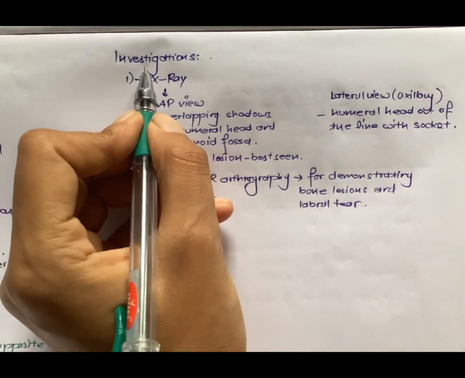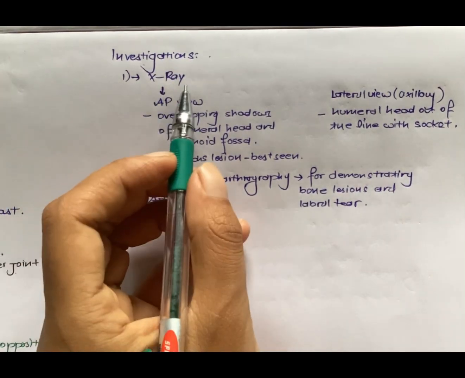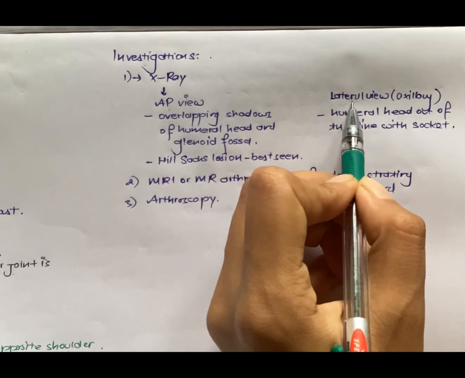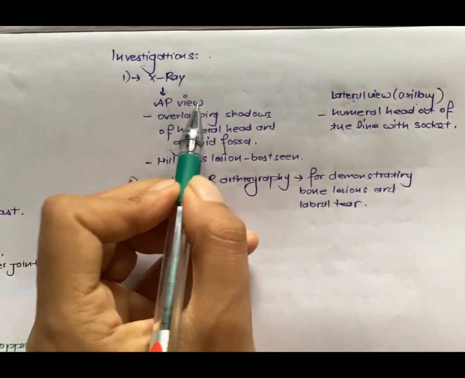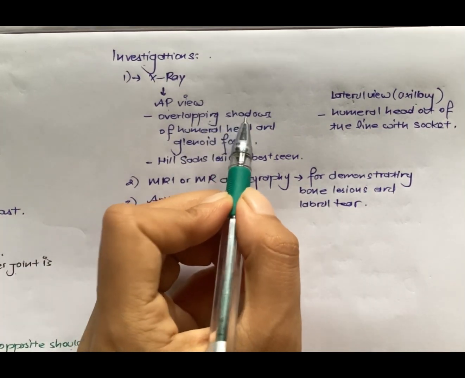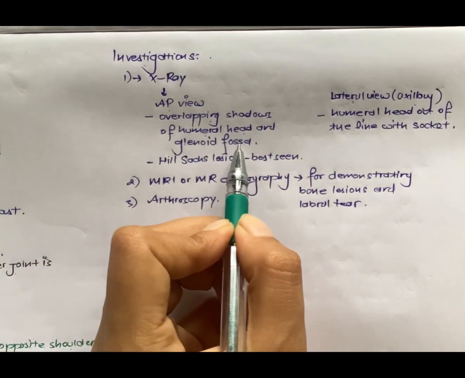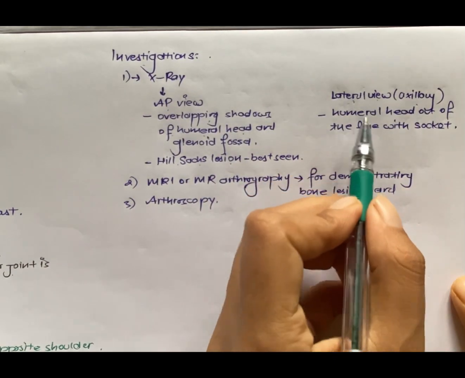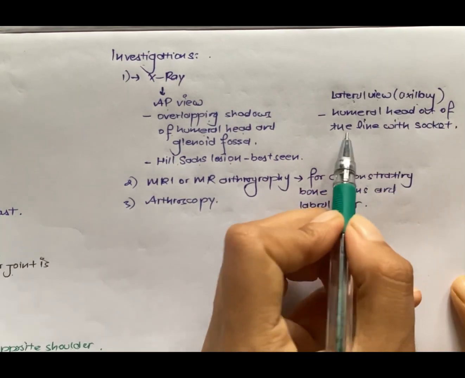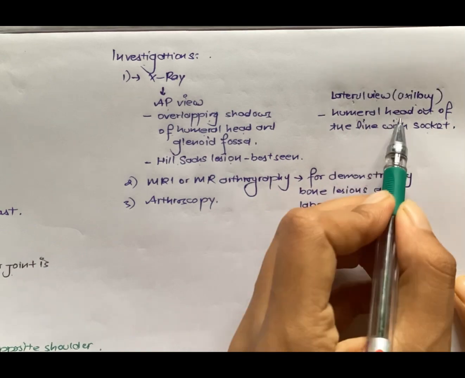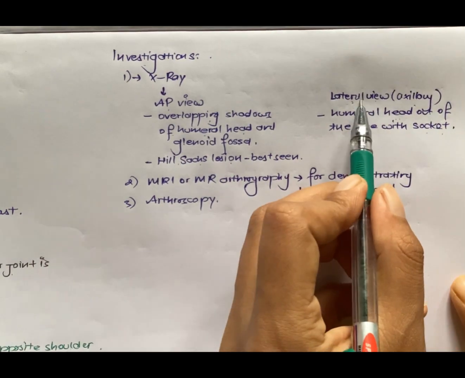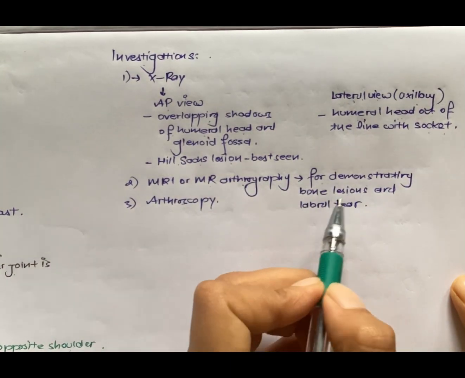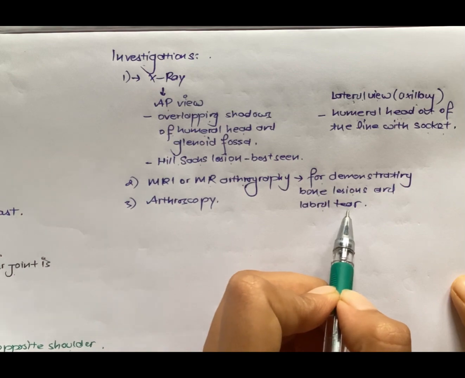Now talking about the investigations, we have to do X-rays in two views, that is AP view and lateral view. Lateral view is also known as the axillary view, and in AP view we can see the overlapping of shadows of humeral head and glenoid fossa, and we can also see the Hill-Sachs lesions here. And in lateral view, we can see that the humeral head has come out of line with the socket. We can also do MRI or MR arthrography for demonstrating the bone lesions and labral tear, and also we can do arthroscopy.